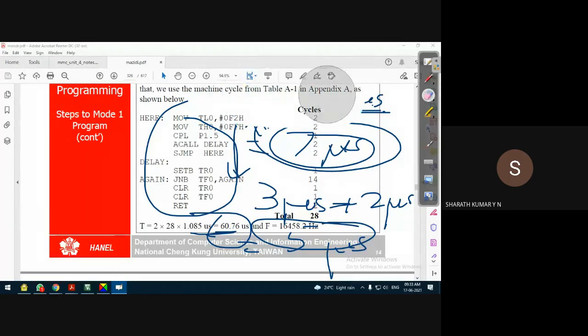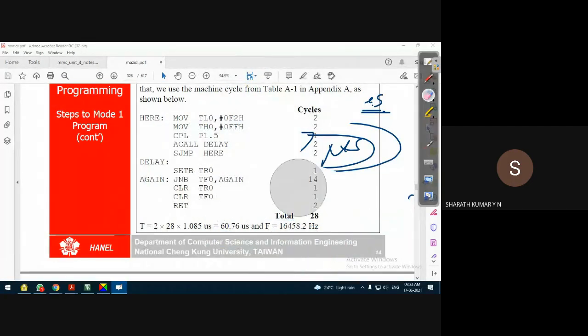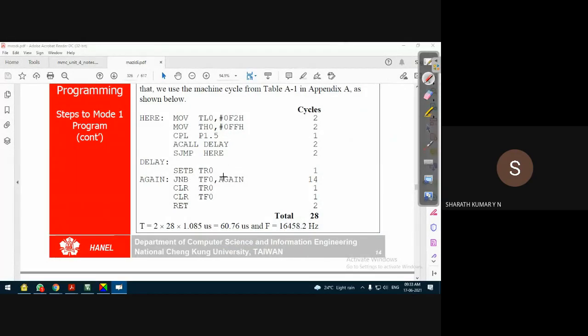That's all. So accordingly, how do we know? The question here is how to know the exact delay generated by the timer. So connect this pin to an oscilloscope.